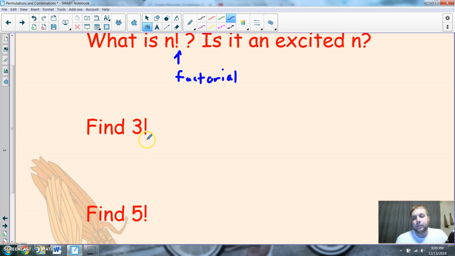Basically what factorial means is I'm going to start with 3 here. Doesn't mean it's an excited 3. That was, I don't know, that was stupid. That was a really bad joke.